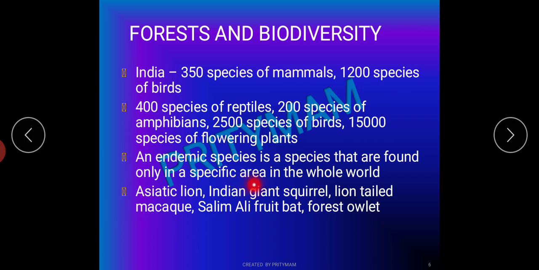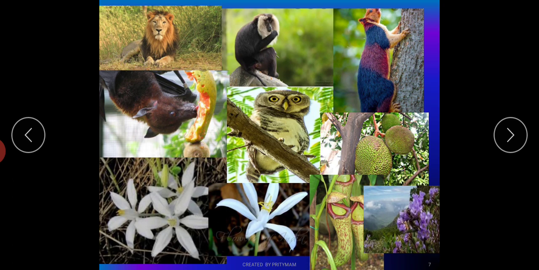The Indian giant squirrel, the lion-tailed macaw, the Salim Ali fruit bat, and the forest owlet. These are some endemic animals of India. They are found only in India. In the same way, we can also find endemic plants. And endemic plants include many species of different orchids. This is the orchid which is found over here. And many medicinal plants are also found over here.